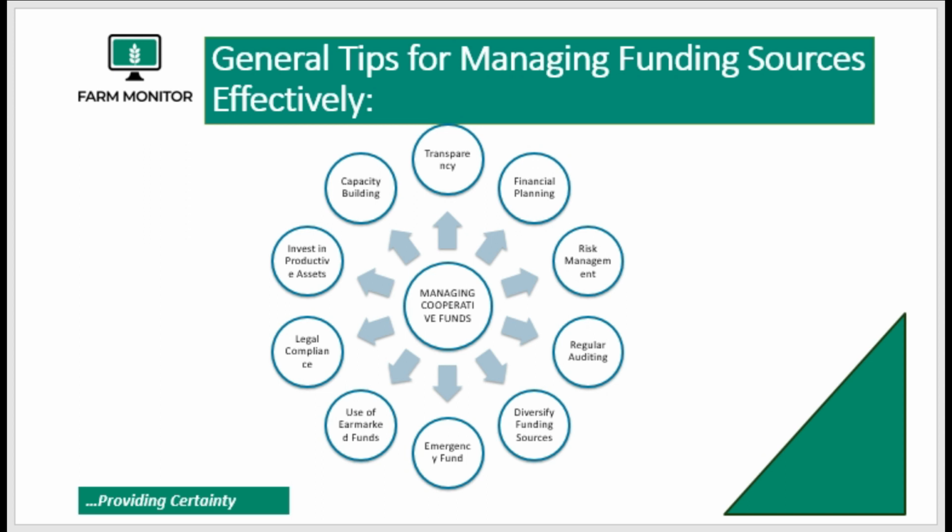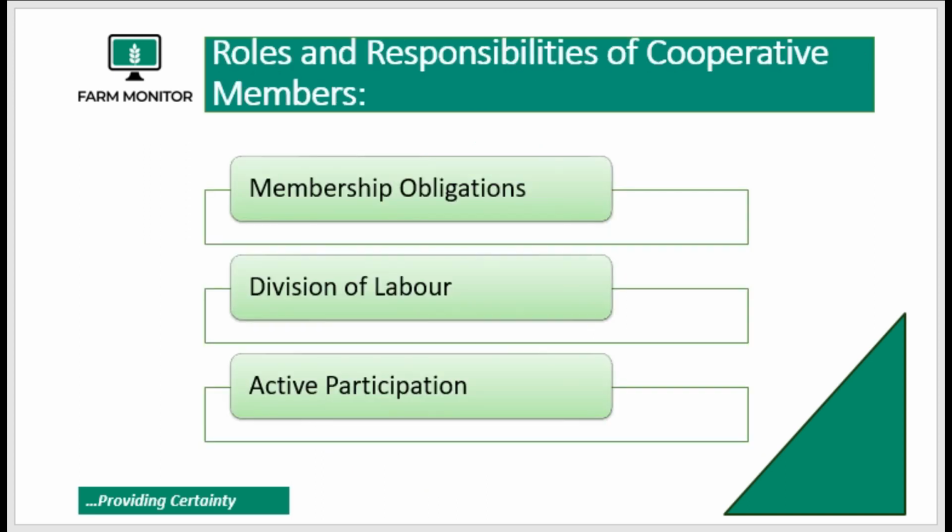So effective management of funding sources is essential for the financial health and sustainability of cooperative farming groups. If you follow these principles, cooperatives can ensure that the resources they have are managed efficiently and contribute to the achievement of their goals and objectives.